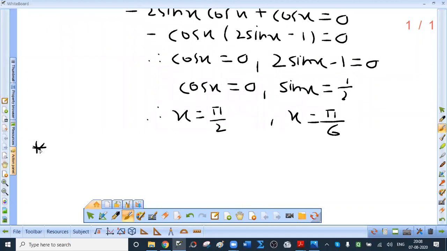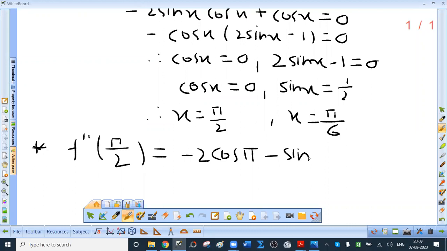So I first select pi by 2. What is f double dash of pi by 2? We have already obtained the second derivative. So f double dash of pi by 2 is minus 2 cos 2 times pi by 2, so minus 2 cos pi minus sin pi by 2. See, you should be able to do this within a few seconds. Now what is cos pi? Minus 1. What is sin pi by 2? 1. So ultimately we get what? We get 1 which is greater than 0. Okay. So by the second derivative test, the function has minima at x equal to pi by 2.